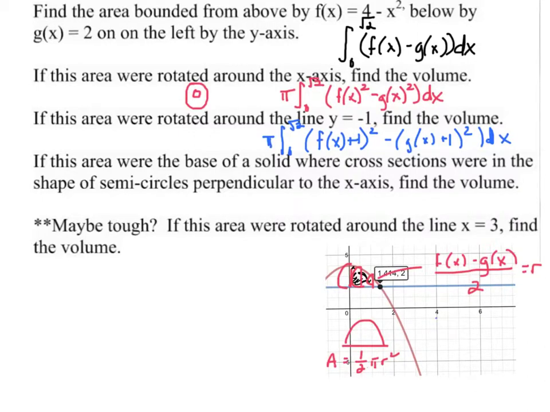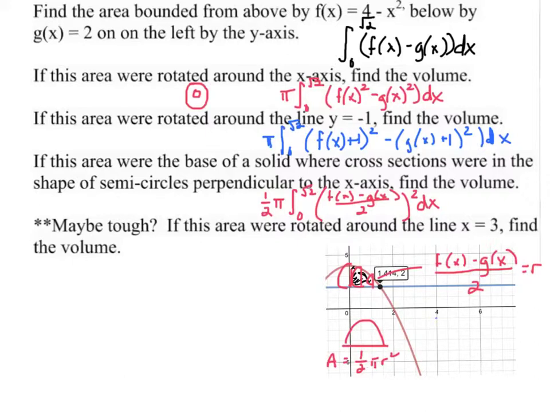Okay, so my integral is going to be 1/2 pi out front, integrating from 0 to the square root of 2, and then we're going to have f of x minus g of x over 2 all squared, because we need it to be 1/2 pi r squared. Okay. All right, last question.